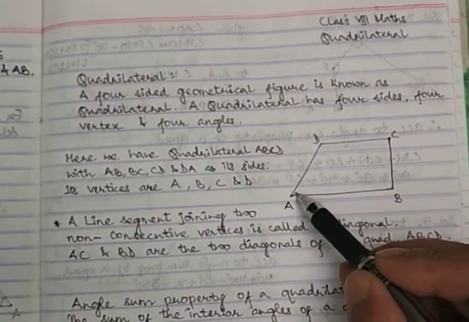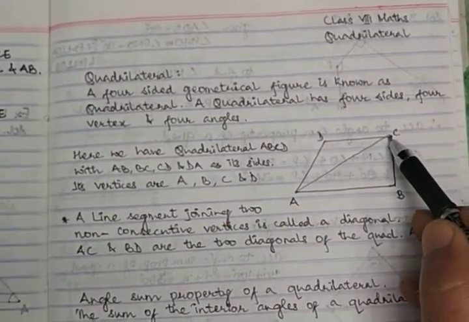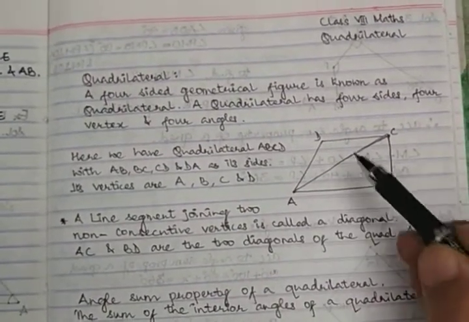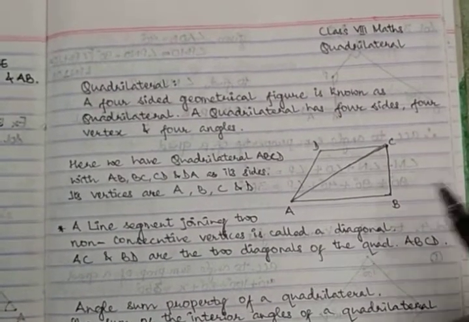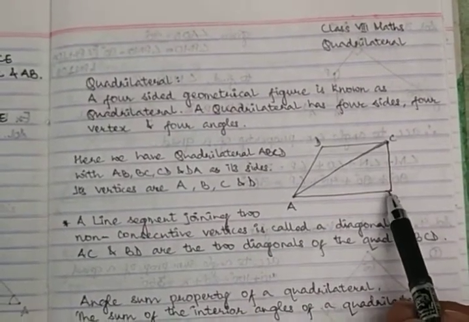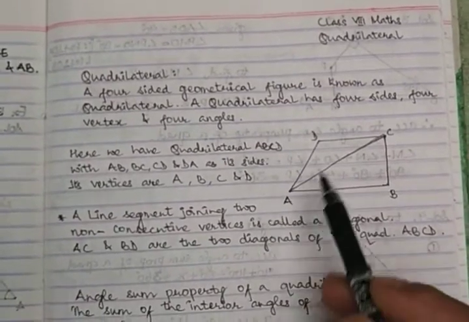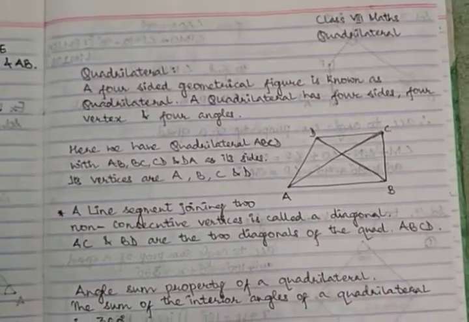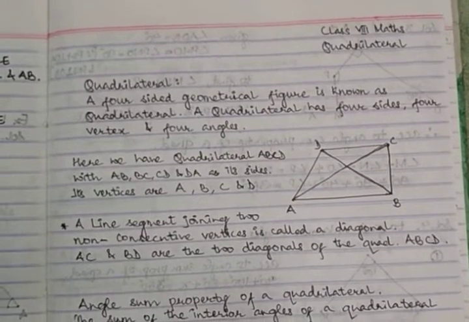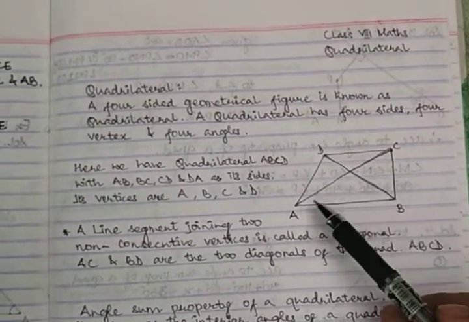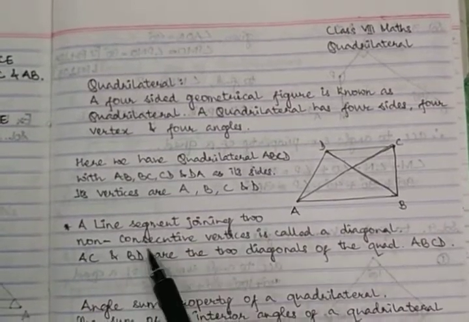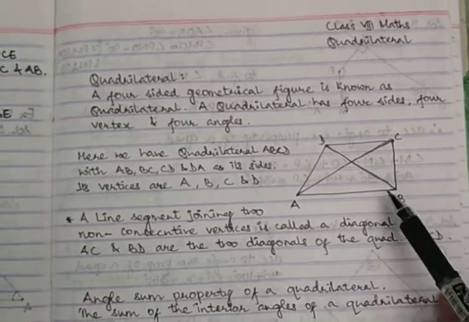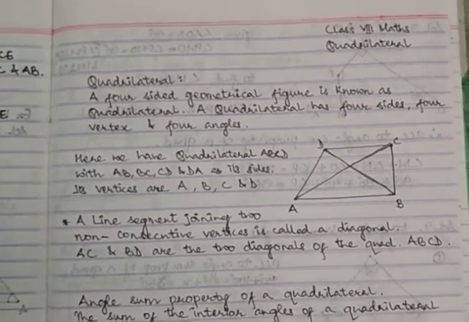Suppose I draw a line segment joining A and C, then this line segment AC is known as your diagonal. Similarly, for point B, its non-consecutive point is D. If I join B and D, that is how you get the diagonals. I hope you understood about the diagonal. The line segment joining two non-consecutive vertices is known as a diagonal. So here we have AC and BD as the two diagonals of the quadrilateral ABCD.